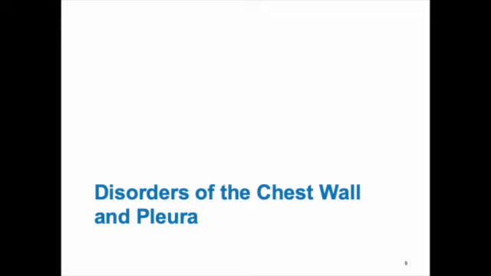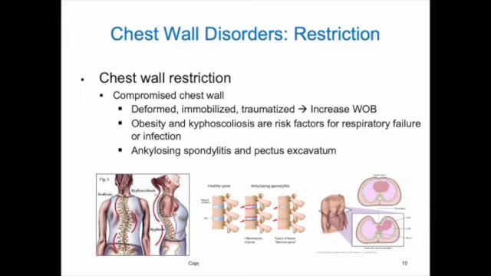Now we're going to move on and discuss disorders that affect the chest wall and the pleura. Restriction of the chest wall can compromise our respiratory system as well. And if the chest wall is deformed, if it's traumatized, immobilized for some reason, or even if it's surrounded by heavy amounts of adipose tissue or fat, our work of breathing is going to naturally increase. But this is also going to cause ventilation to be compromised because of a decrease in the tidal volume.